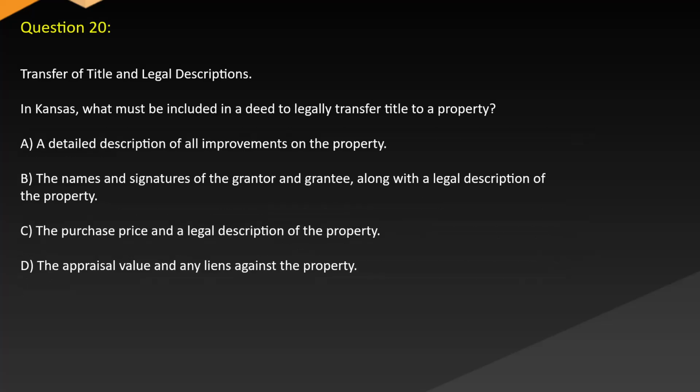Question 20. Transfer of title and legal descriptions. In Kansas, what must be included in a deed to legally transfer title to a property? A. Detailed description of all improvements on the property. B. The names and signatures of the grantor and grantee along with a legal description of the property. C. The purchase price and a legal description of the property. D. The appraisal value and any liens against the property.